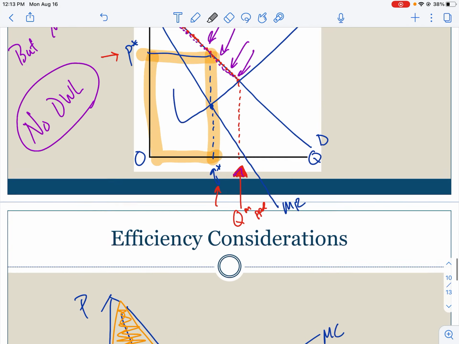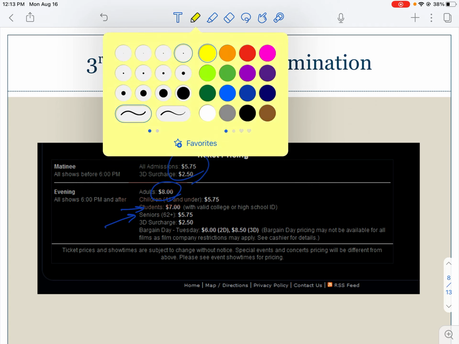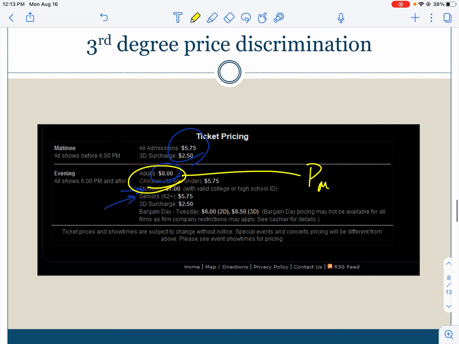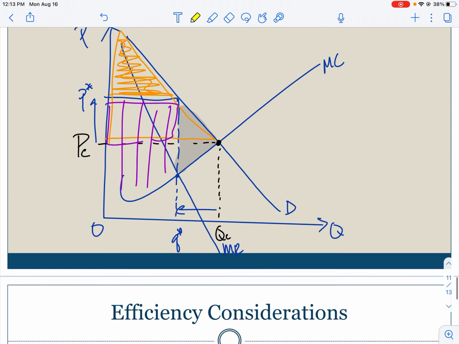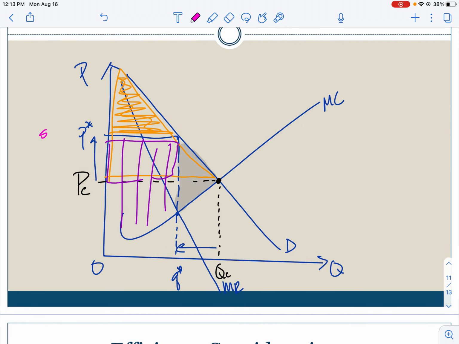But what if, let's go back up to the movie theater. Suppose that the $8 right here is the price in monopoly. Let's suppose that this is the movie theater and that this P star, this price in monopoly, is $8, right? And that's how they maximize their profits.